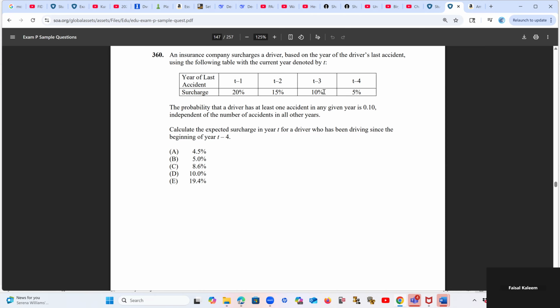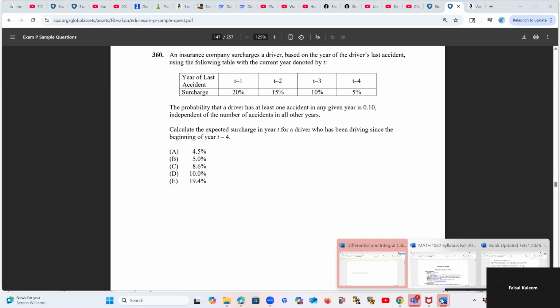The probability that a driver has at least one accident in a year is 0.1, which means the probability that the driver will have no accident would be 1 minus 0.1, which is 0.9. Calculate the expected surcharge in year T for a driver who has been driving since the beginning of year T minus 4.